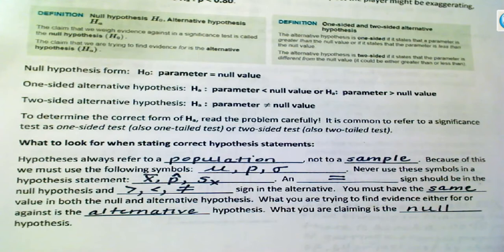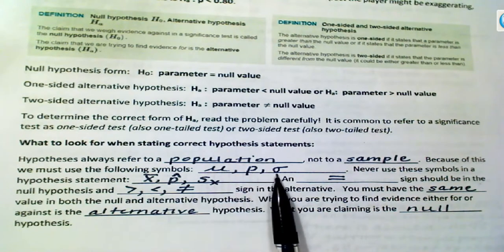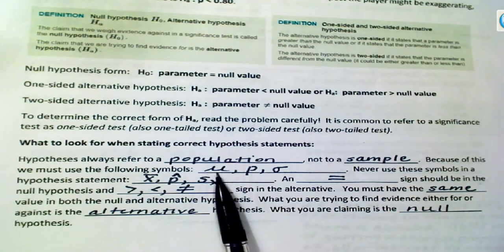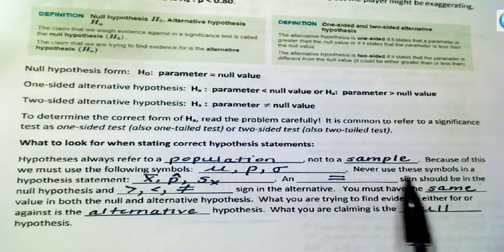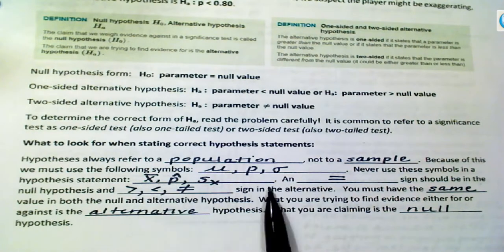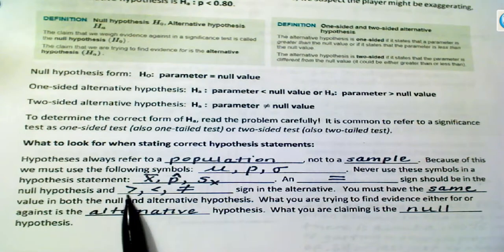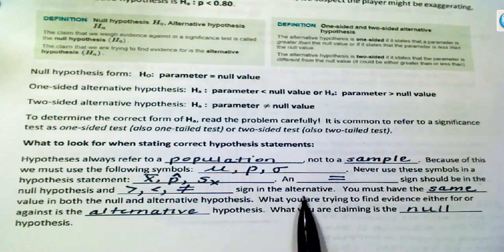Hypotheses always refer to a population, not to a sample. Because of this, we must use the following symbols. So you're going to use mu, or P for proportion, or standard deviation. Usually it's either the mean or the proportion. Never use sample symbols in a hypothesis statement, because those are from samples. An equal sign should be used in the null hypothesis, and then greater than, less than, or not equal in the alternative. You must have the same value in both the null and the alternative hypothesis. So that number should be the same.